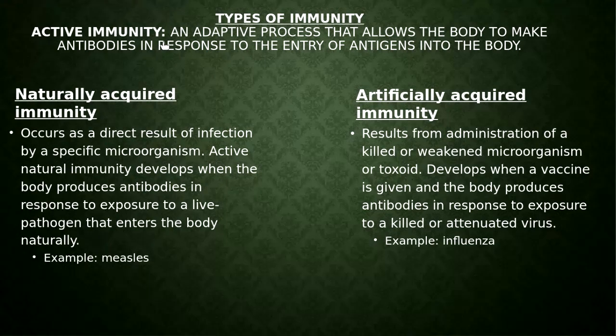Active immunity is an adaptive process that allows the body to make antibodies in response to the entry of antigens into the body. So a direct exposure by a vaccine or disease leads to this type of immunity.